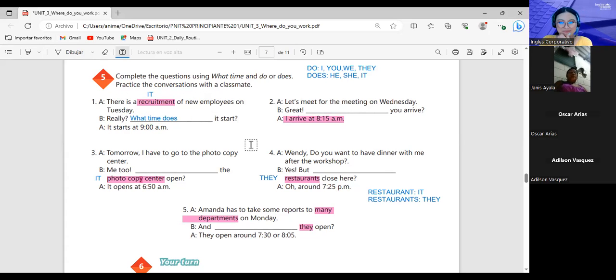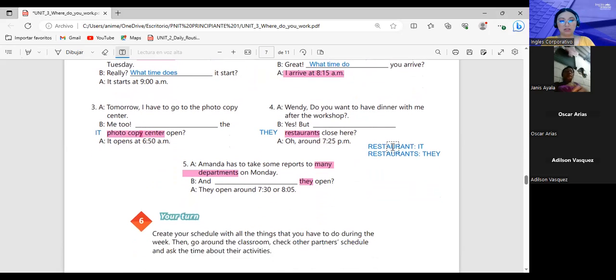Number two. Vean el sujeto por acá. You. ¿Cuál es el auxiliar correcto? What time do? What time does? Do. Excellent. It's the same, right? What time do you arrive? I arrive at 8:15 a.m. In number three. What time? Do or does? Exactly. What time does the photocopy center open?